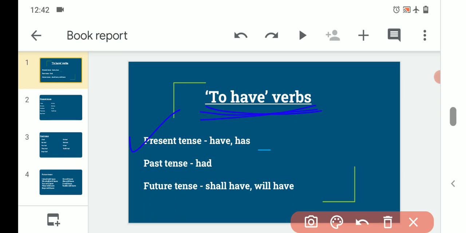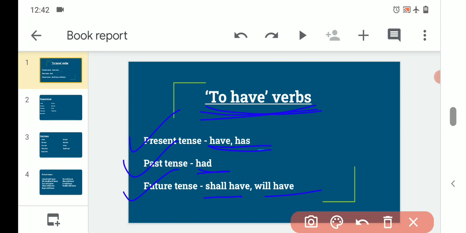For present tense there are two forms, have and has. For past tense there is only one, and that is had. For future tense there are two, shall have and will have. Remember, the form shall have can be used with the subjects I and we, which are the first person pronouns, or you can use will have with all the subjects.